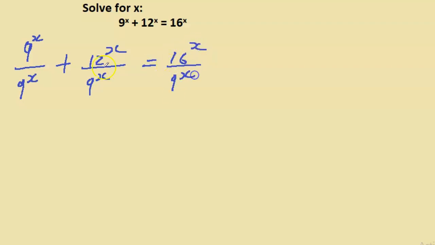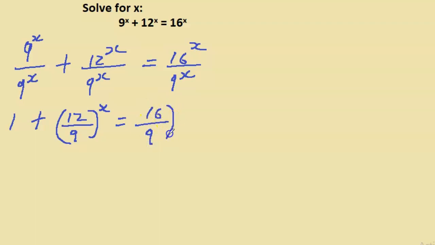What happens here? Anything divided by itself, you end up with 1. And then because the exponents are the same, we can rewrite this term like that. And again, for the very same reason, we can rewrite. Notice the exponents are the same. So we can afford to do that.